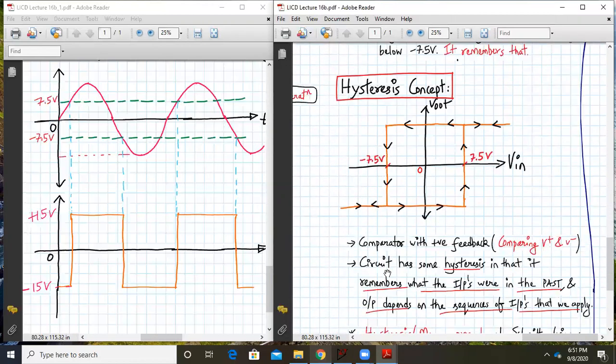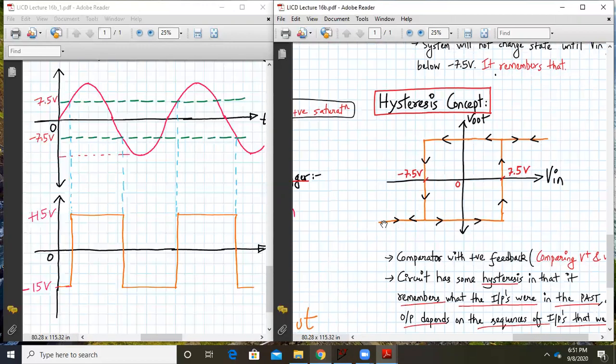On similar lines, we have the hysteresis curve. Let's consider this plus 7.5 case. If Vin is less than 7.5, the output will definitely stay at -15, as you can see over here. And whenever Vin is greater than 7.5, the output will switch from -15 to +15.